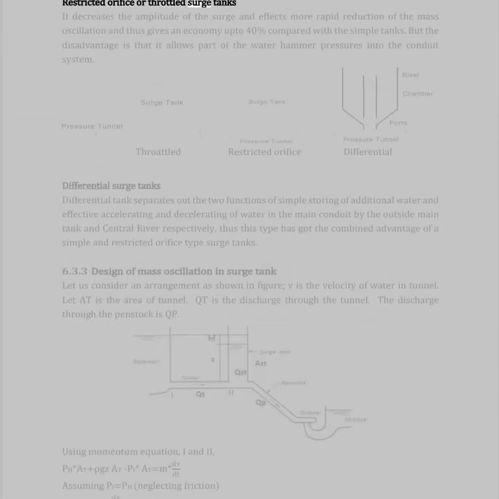Restricted orifice or throttled surge tanks. It decreases the amplitude of the surge and effects more rapid reduction of the mass oscillation and thus gives an economy up to 40% compared with the simple tanks. But the disadvantage is that it allows part of the water hammer pressures into the conduit system. Throttled, restricted orifice, differential.